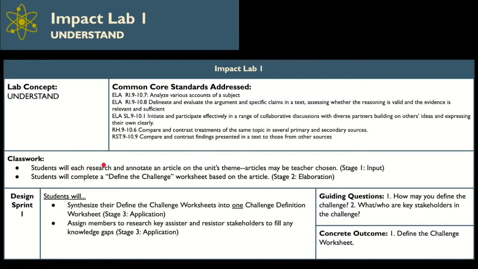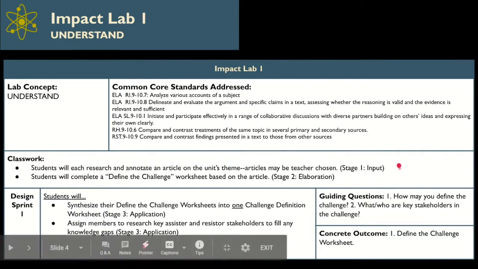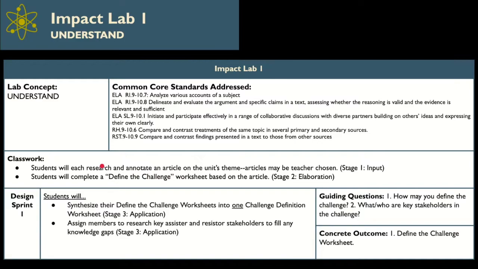Students will each research and annotate an article on the unit's theme, but the articles may be assigned by teachers. So basically, each school would determine what the students are going to do, whether they're going to research and find an article by themselves, or if the teacher is going to bring one in. This is stage 1 for input. And then moving to the second objective, students will complete a define the challenge worksheet based on the article. And this is the elaboration stage. So basically taking their information from their research and their annotations and pulling it into a worksheet.